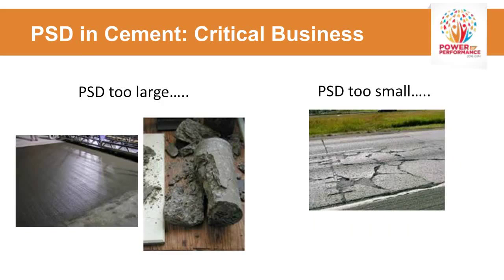Now, if your particle sizes are too large, you have an abnormal amount of large particles present, you can get crumbling of your cement, like in the left photographs. And if they're too small, too many fines, you can get cracking of your cement, especially with temperature changes or pressure or stress on the cement. So these are things you want to try to optimize.